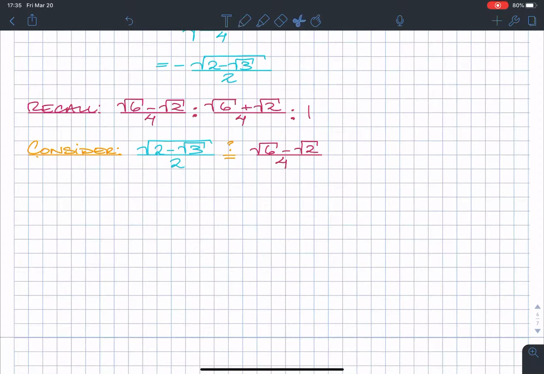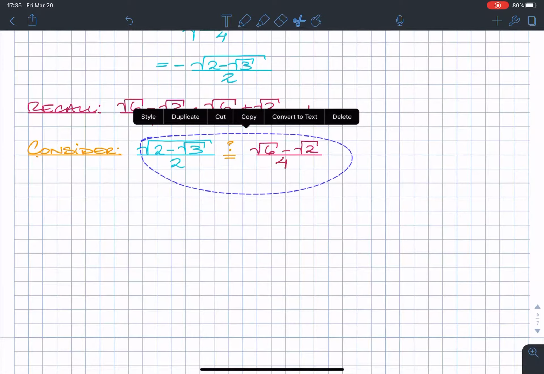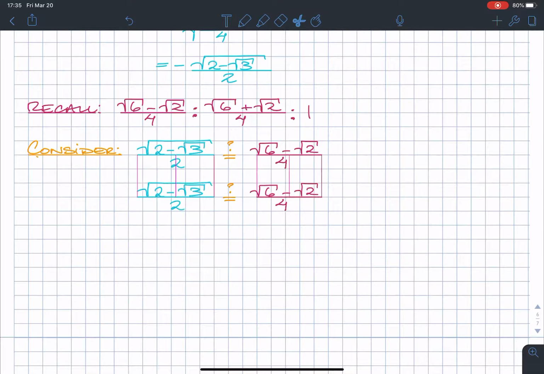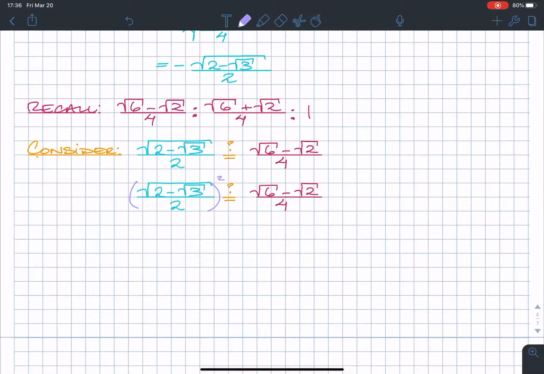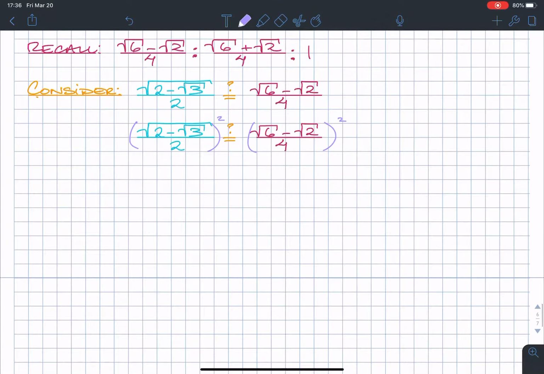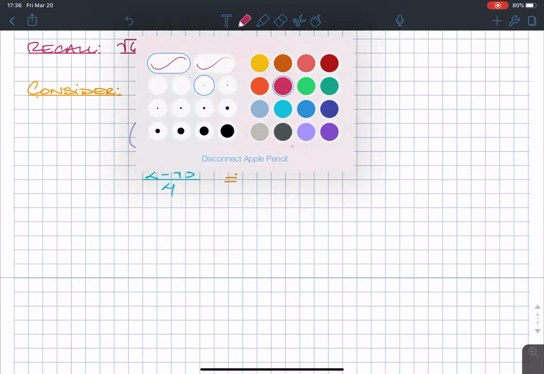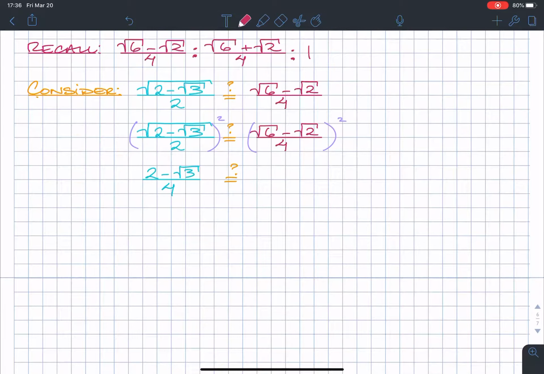Okay, so once again, what I'm going to do is let's square both sides. So I can get rid of that squared on the left. So on the left, what I get then is 2 minus the square root of 3 all over 4. Is that equal to, question mark? So squaring the right-hand side will be first guy squared minus twice the product of the first and the second plus the second guy squared all over 4 squared, or 16.